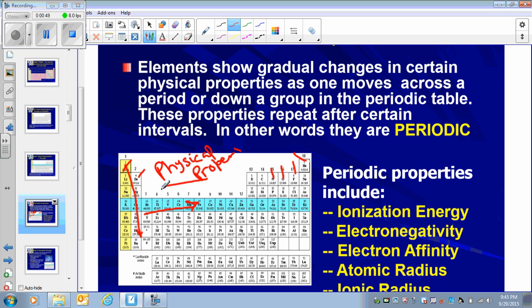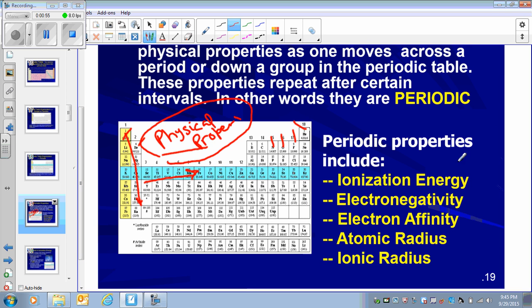So there are certain physical properties that I will discuss in this video, and the list of those properties is right here. We'll talk about ionization energy, electronegativity, electron affinity, atomic radius, and ionic radius. And we will talk about the trend of these properties across the period or down the group.